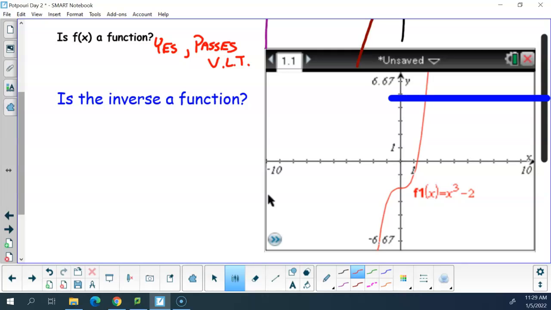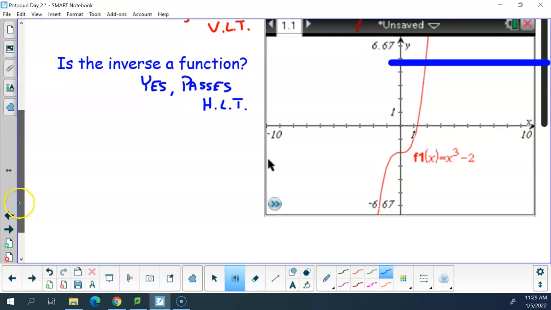Horizontal line test. Now, does it pass? Pass, for sure. So what does that mean? It means it's a one-to-one function right there. So now it's one-to-one.